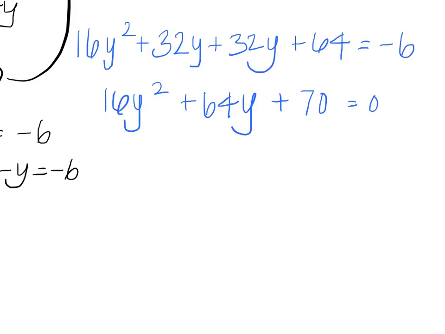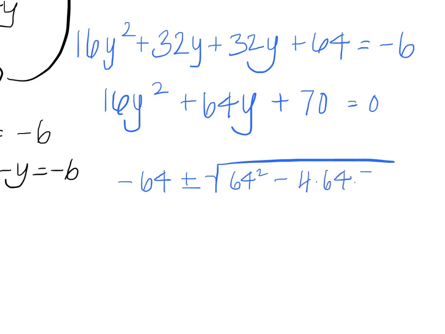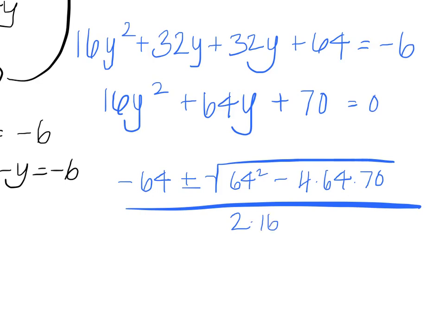I know you remember it. It's negative b, and the 64 is your b, plus or minus the square root of b squared minus 4ac, all over 2a. All right, so there you have it.